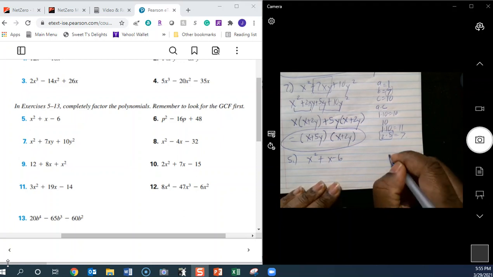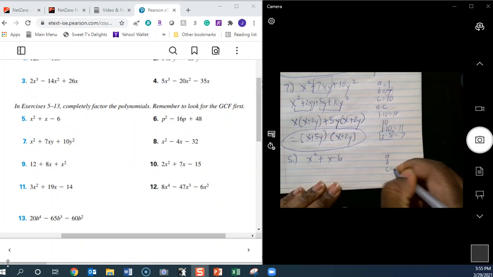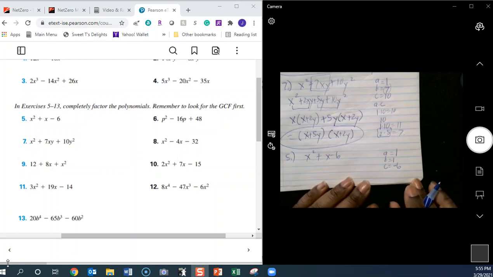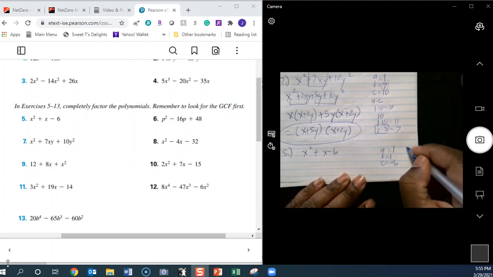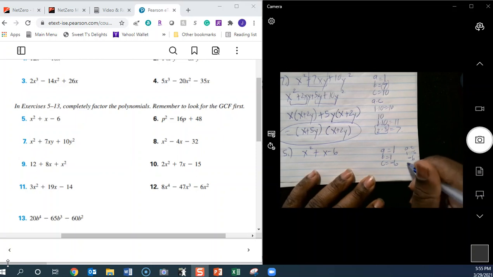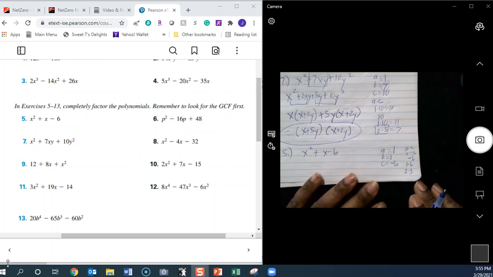So what we're going to do, we're going to list our A, B, and C because it's in proper order. A is 1, B is 1, and C is negative 6. So we'll multiply our A times C, which would be 1 times negative 6, which is negative 6. Now we want the factors of negative 6, but before we do negative 6, let's just do the factors of 6. It'll be 1 and 6 and 2 and 3.